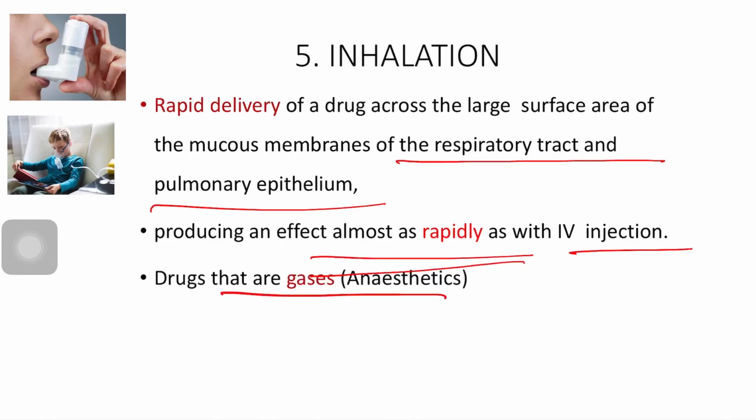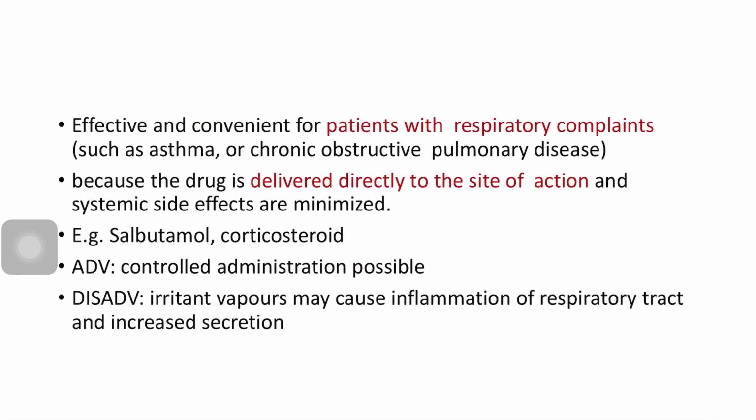You can give a lot of gases, drugs which are in gaseous form. For example, anesthetic agents are given through the inhalational route. It is very effective and convenient for patients with respiratory diseases like asthma or COPD. These drugs are quite beneficial because they can go directly to the affected site. Because the drug is delivered directly to the site, the systemic side effects are less. Here the drug does not go directly into the blood; it acts at the site, and then goes into the systemic circulation. So systemic side effects are quite less.